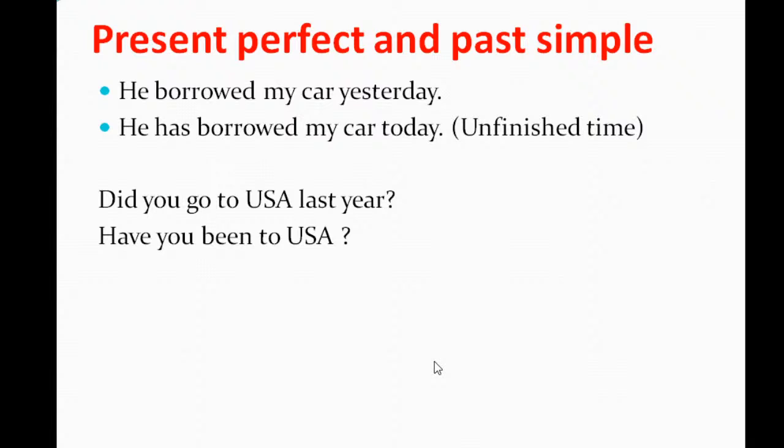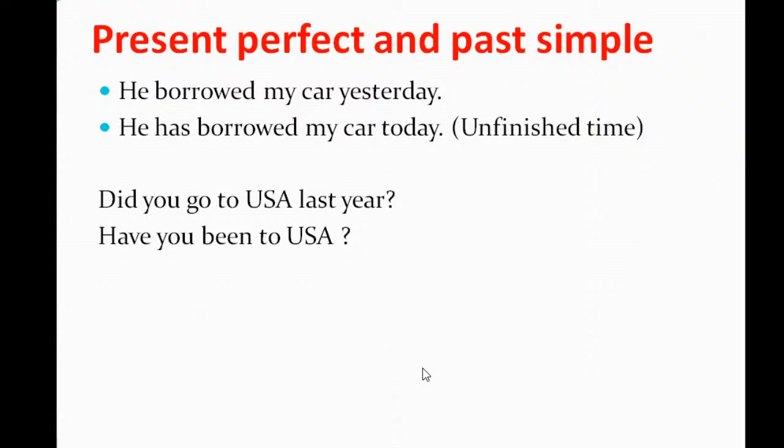And now we will go for present perfect and past simple. One more example. He borrowed my car yesterday. उसने मेरी गाड़ी कल उधार ली थी. Right? He has borrowed my car today. अभी भी उसने उधार ली हुई है मेरी कार. He has taken or borrowed my car, but today has not ended yet, right?